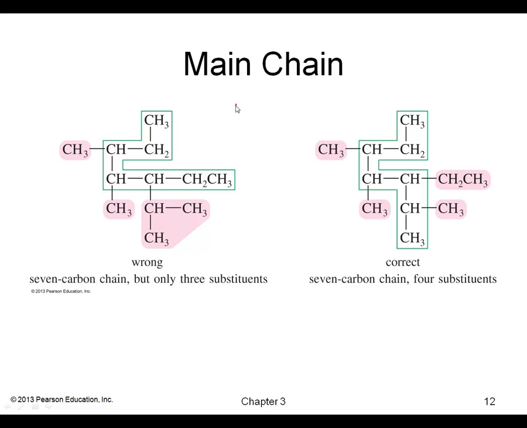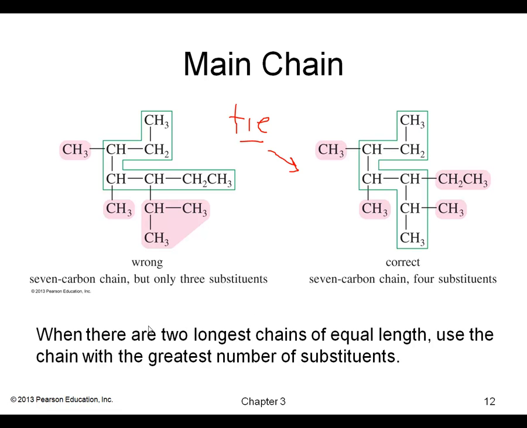Okay, so if I have a tie with my parent chain, the way I break that tie is I choose the one with the most branches. Now, if they have the same number of branches, then it doesn't matter which one you circle as the parent chain. Okay, so this is a very important rule that you do not want to forget.